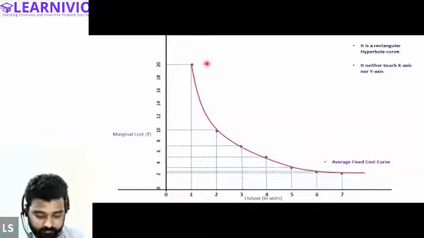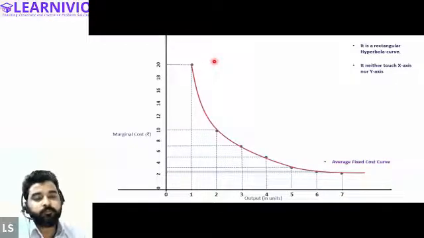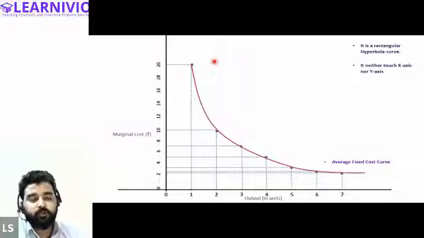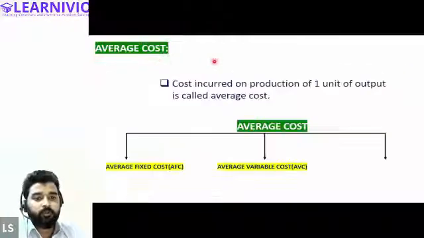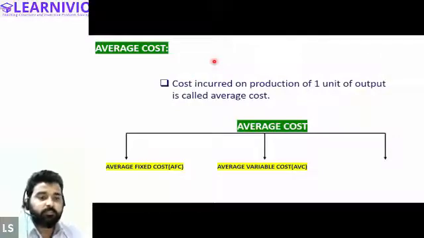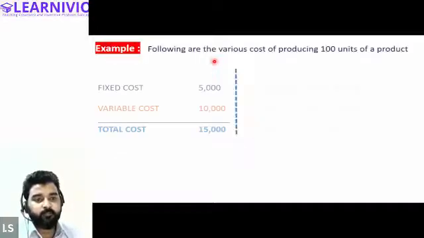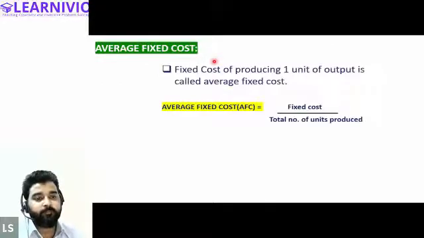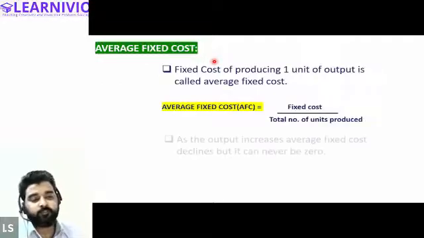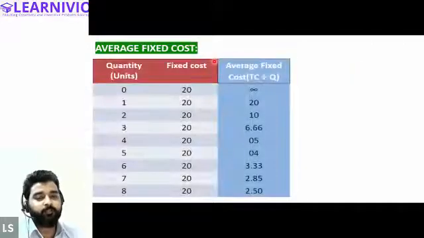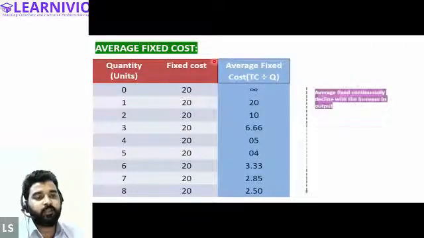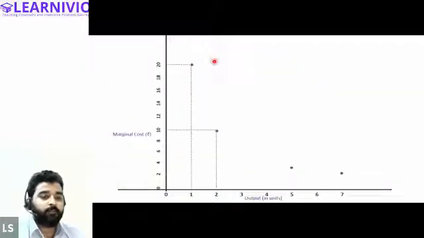I hope everything we have discussed in today's session is clear to all of you. In today's class, we were discussing the average cost, which is the cost of producing 1 unit of output. Average costs are of 3 types: average fixed, average variable, and average total cost. Today we covered only average fixed cost, wherein I explained the meaning, the formula for calculating it, the tabular calculation, and the diagrammatic representation of the AFC.